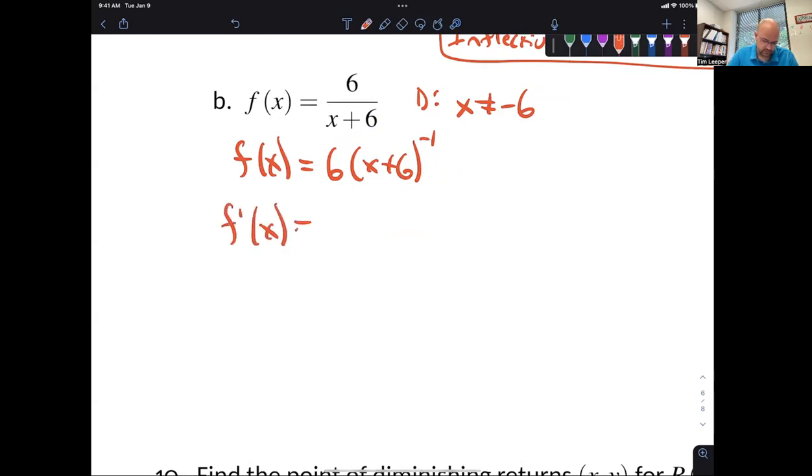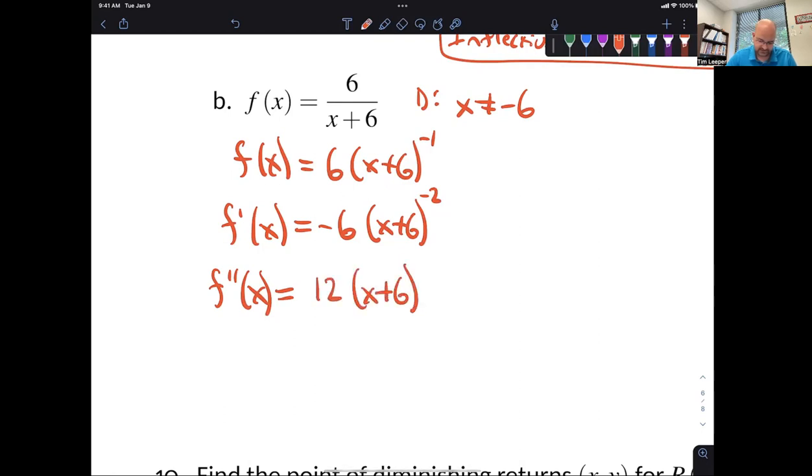So the first derivative then would be -6 times x plus 6 to the -2 power, and then times the derivative of x plus 6, which is 1, so I don't need to deal with it. So this is why I wanted to rewrite it so I can use the power rule. So the second derivative then is the derivative of the first derivative, which means I can use the power rule again. -2 times -6 is positive 12 times x plus 6 to the -3 power. Now, if I rewrite this, that gives me 12 divided by x plus 6 to the 3rd power is the second derivative. Good.